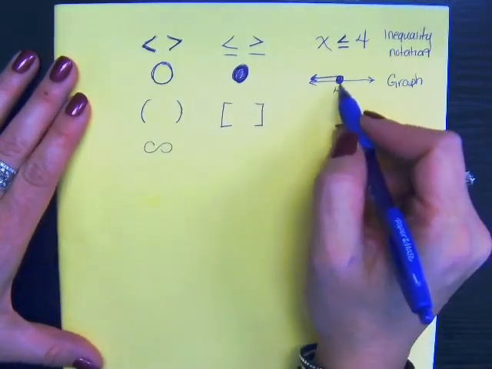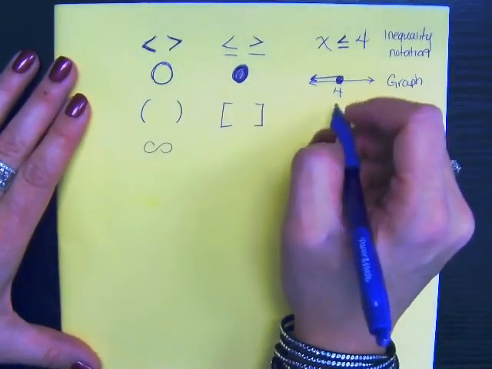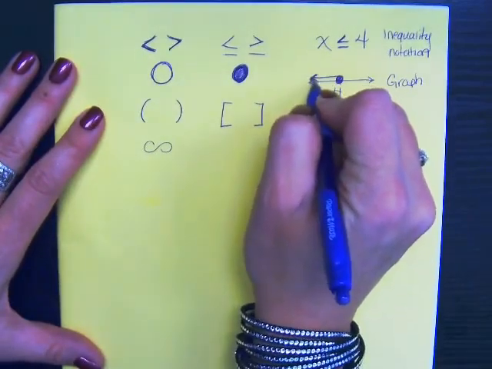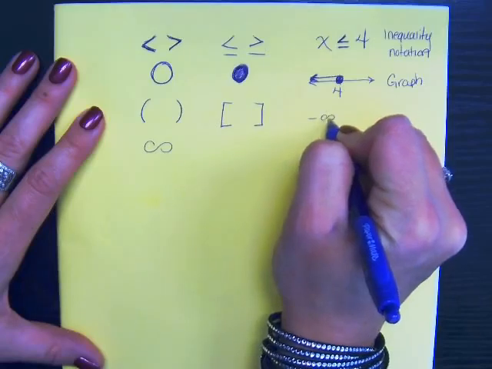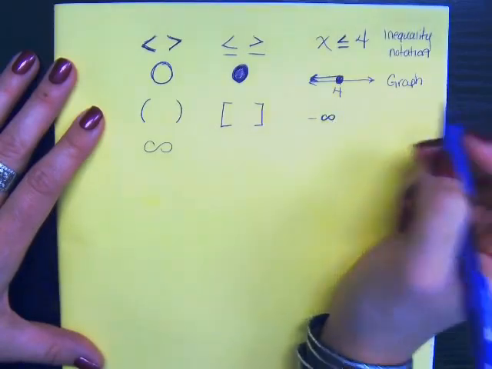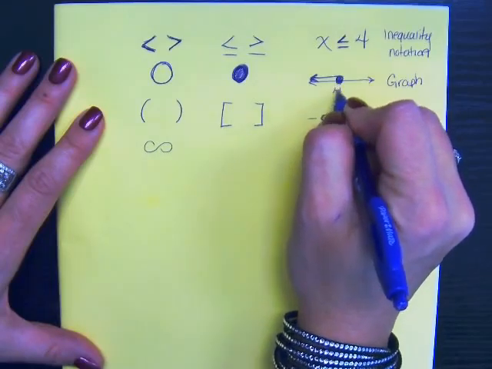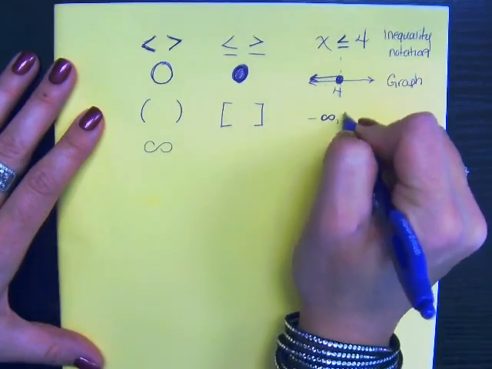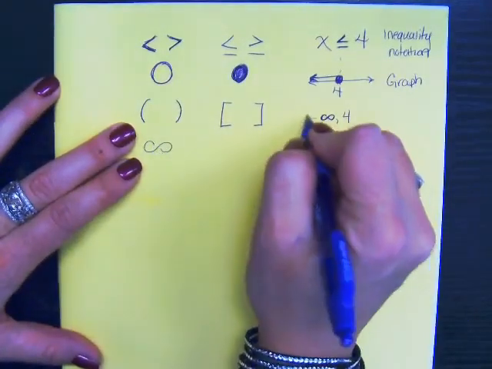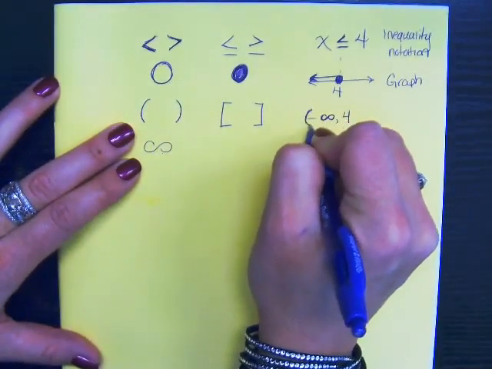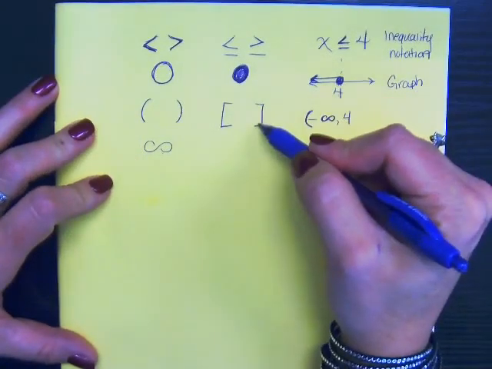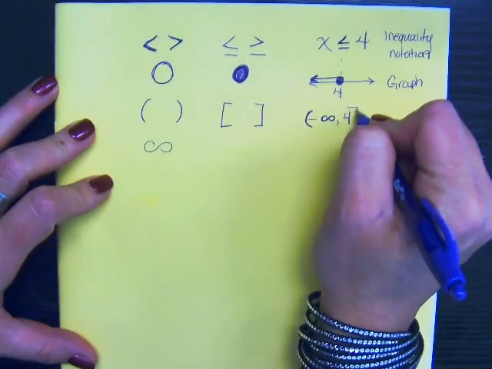And then lastly, we have the interval notation. Interval notation always goes from left to right. The furthest left in this case is going to be negative infinity because I have an arrow, which tells me it goes on and on and on. And it stops at 4. Now, infinities always get the parentheses, whether it's positive or negative, doesn't matter. And in this case, I have a closed circle, so I'm going to have to use a bracket.